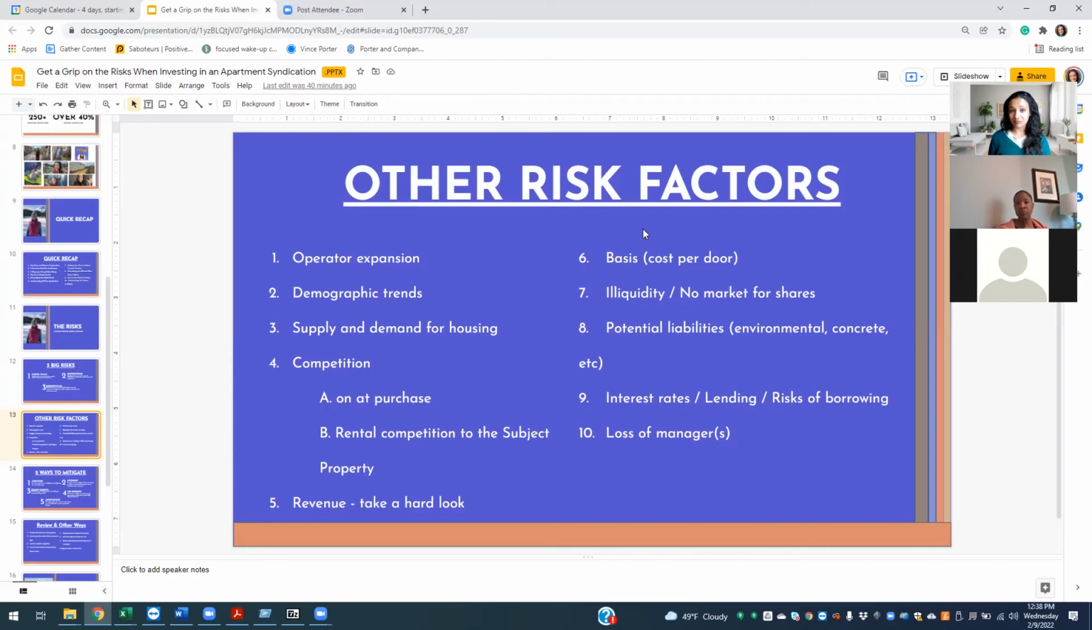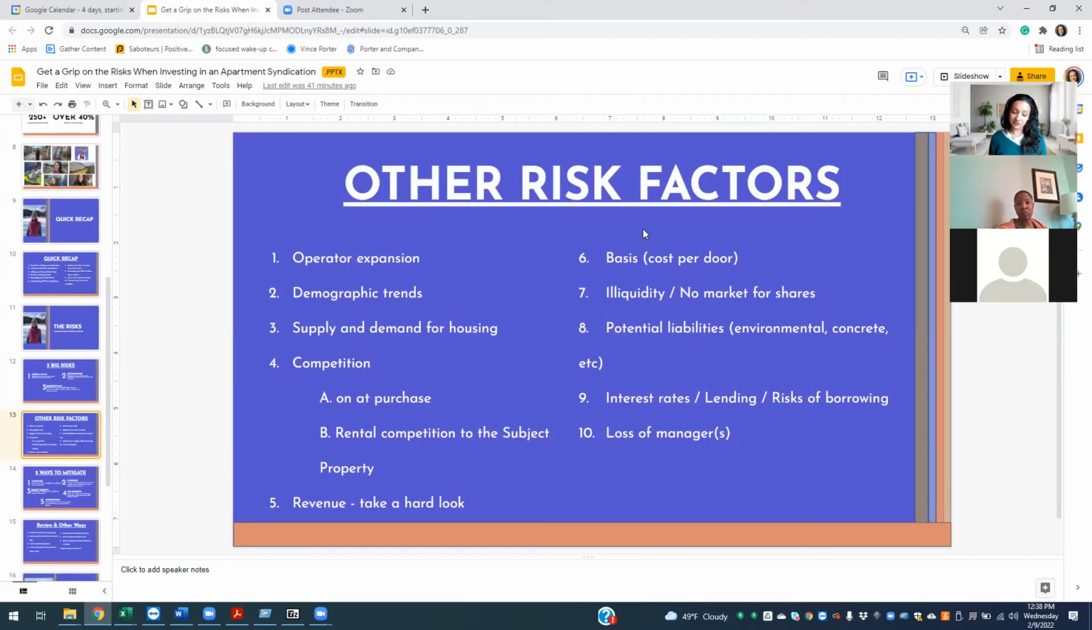What kind of debt is on the property? Is the property over leveraged? Is it leveraged at 65%, 75%, 85%? I've even seen 95%, 99%. If a property is leveraged at like 95, 99%, which I know might sound crazy to you, but I've seen it happen, then there's no room for error, and there's no room for anything to go wrong. So we want to make sure that the property is not over leveraged.